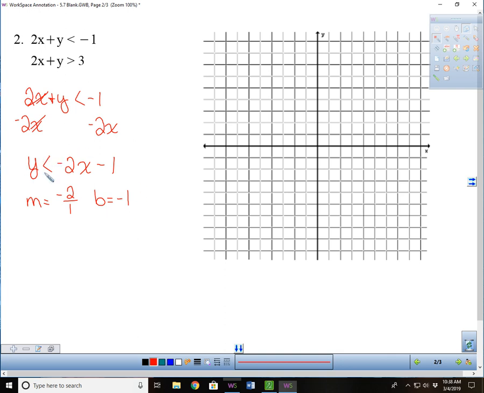Since y is less than, I'm going to shade below. And since I don't have the equal to, that means I'm going to have a dotted line. So we'll start at negative 1, and we're going to go down 2, to the right 1. Down 2, to the right 1. Remember, you only need 2, but if you wanted a couple more, the opposite of that would be up 2 and left.